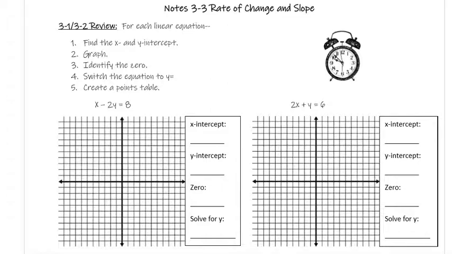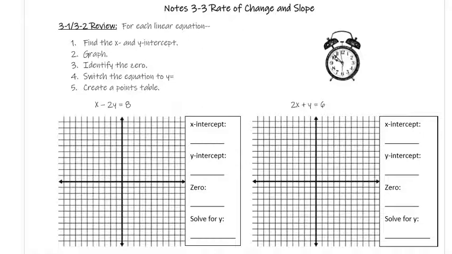So this is notes 3.3, but we're going to start out with a review of 3.1 to 3.2 just to kind of reinforce what we did the lesson before. What I would like you to do on this section is to find the x and y intercept for each of these functions, graph it, identify the 0, and then remember 0 is x-intercept.